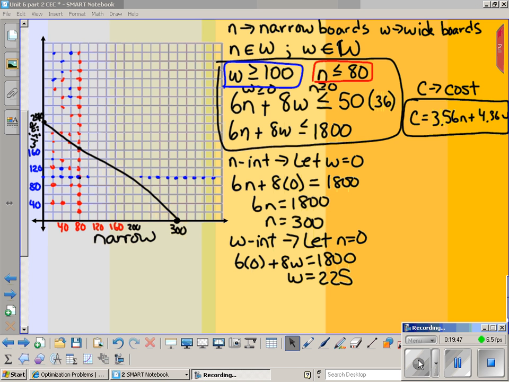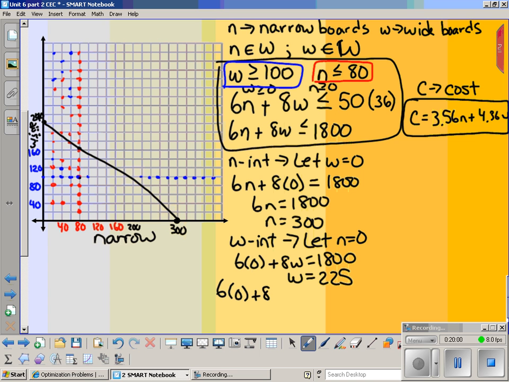So now what we need to do is determine whether we're going to shade above or below this region. So again, we can substitute a test point into our inequality. So if we put zeros in, we will have 6 times 0 plus 8 times 0 less than or equal to 1800. 0 is less than or equal to 1800, so I know I need to go below my line. So my overlap is going to be above the blue line, to the left of the red, and underneath the black. Here is my feasible region.